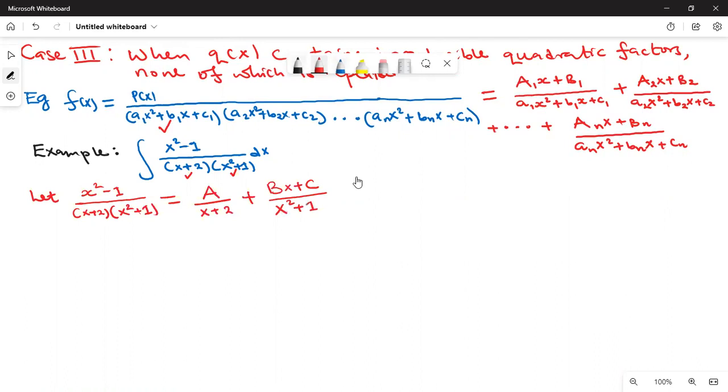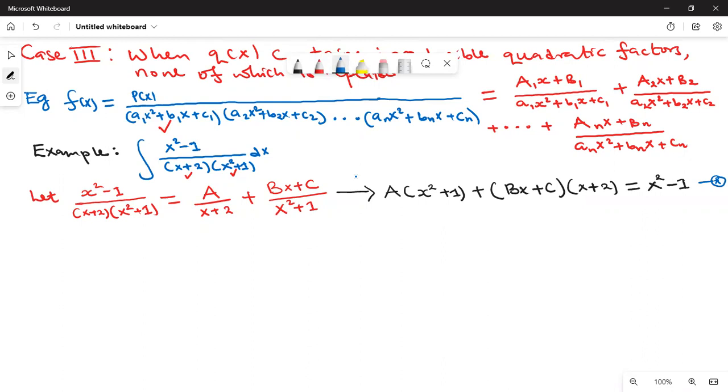When you multiply this equation by the LCM, what are we going to get? Remember, our LCM is x plus 2 times x squared plus 1. So multiply that equation both sides by the LCM. We're going to get A times x squared plus 1, added to Bx plus C multiplying x plus 2, and this is supposed to give us x squared minus 1. This is the one we are calling equation star.